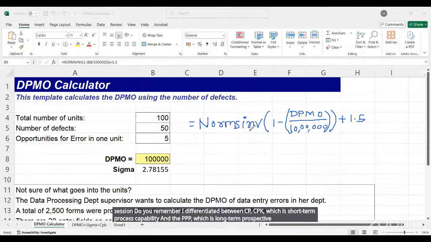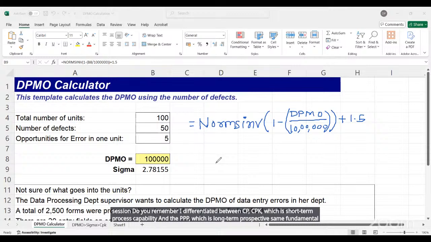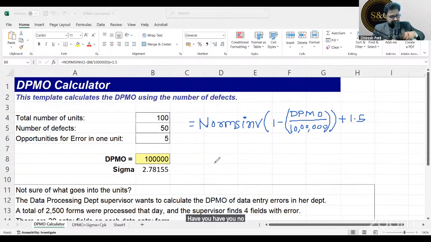My fundamental question is very simple. If DPMO is 1 lakh out of 10 lakhs, then how could sigma be 2.7? I understood the opportunity is 5 in one product. Have you? No, just a second.